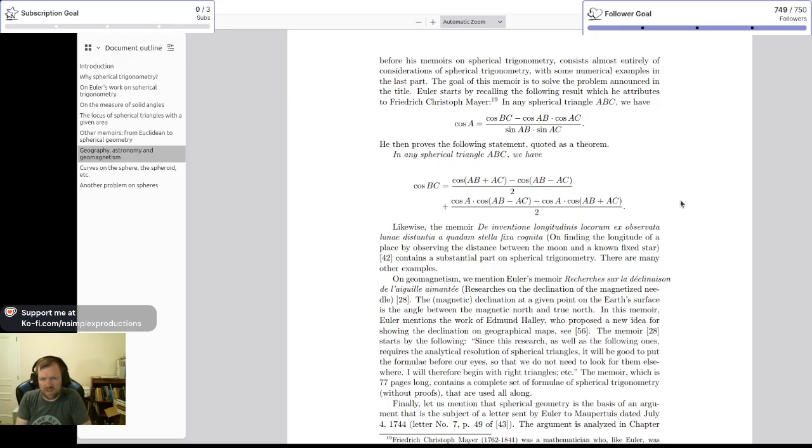Likewise, the memoir De Inventione Longitudinis Locorum ex observata Lunae distantia a quadam stella fixa cognita. On finding the longitude of a place by observing the distance between the moon and a known fixed star. Contains a substantial part on spherical trigonometry. There are many other examples. How would you find longitude?